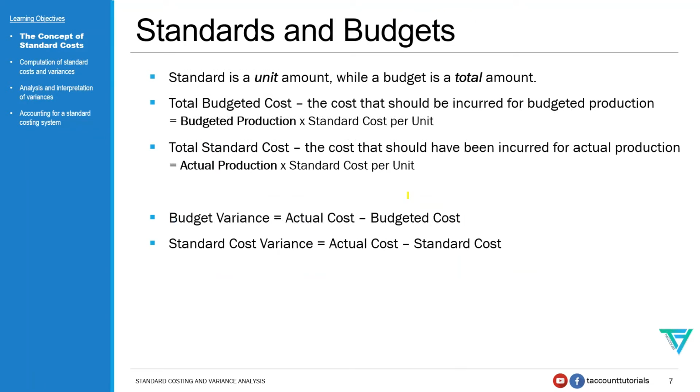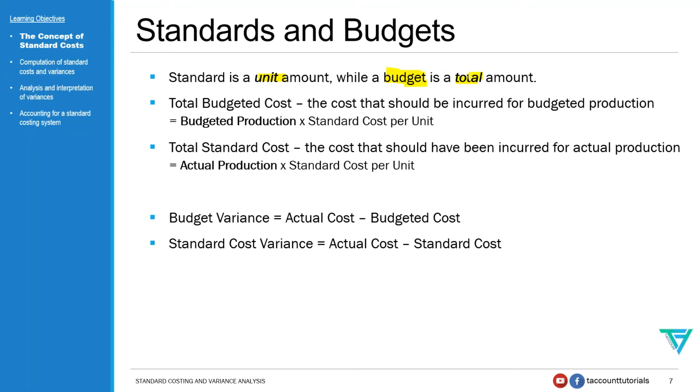Next, we just like to differentiate or provide the concept behind the differentiation between standards and budgets. So a standard is a unit amount, okay, while a budget is a total amount. So in the problems we would be encountering later on, if we use the standard, there is an assumption that we are pertaining to a per unit amount, whereas a budget would be a total amount. Of course, this may be different if, for example, the problem provides per unit amount of the budget. All right, so there may be cases wherein we would be trying to compute for the total budget amount using the per unit amount given.